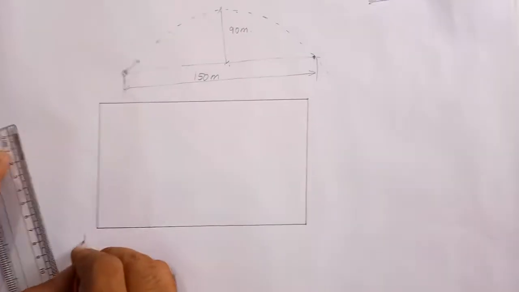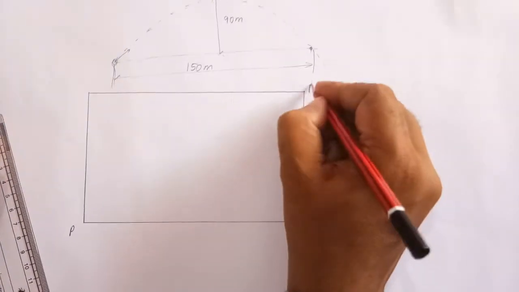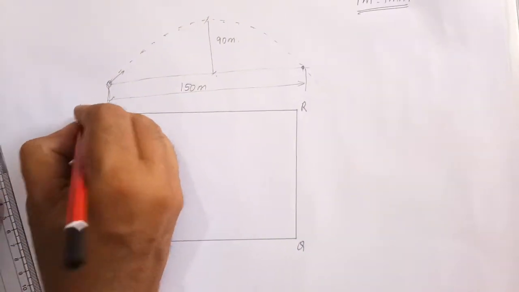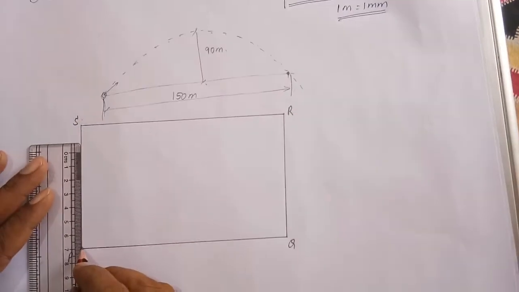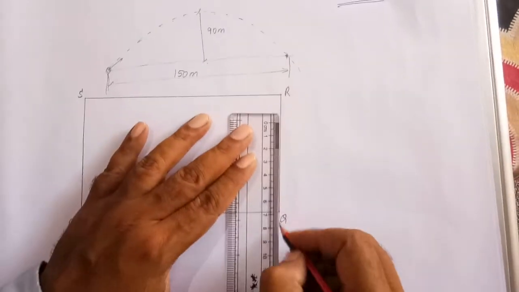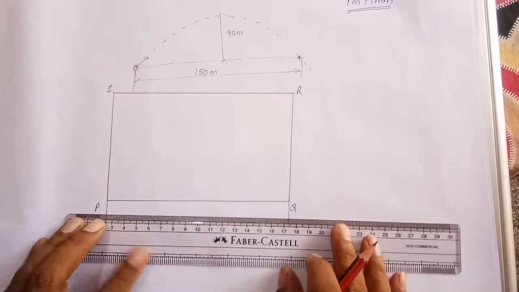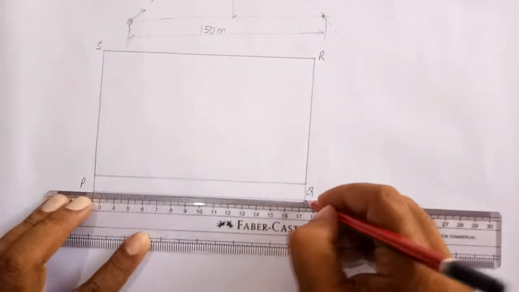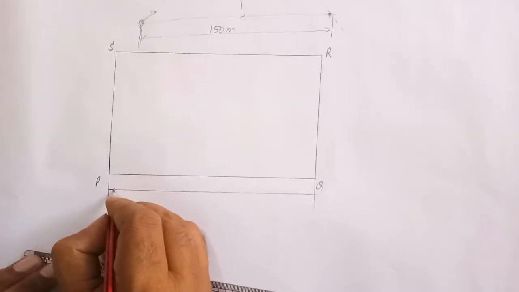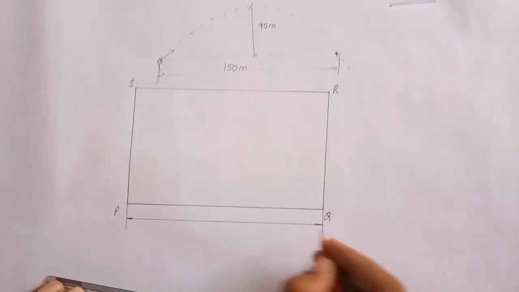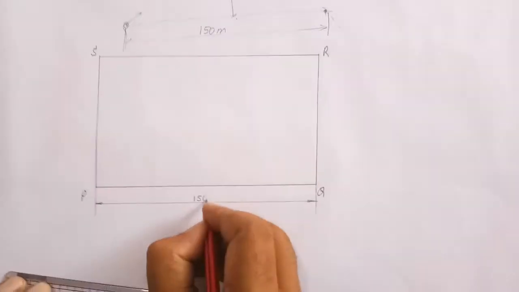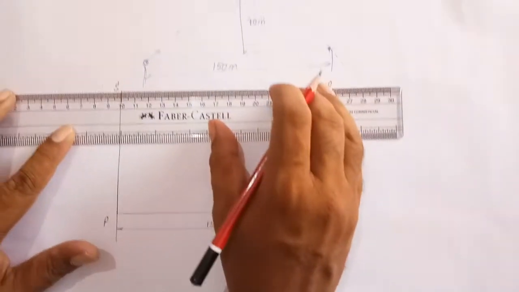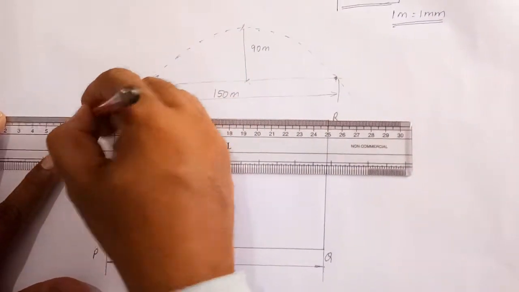Call this as Q or S. And I have to do the dimension. What is the dimension we will be doing? You have to dimension it as 150 meter only. And you have to mention scale at the bottom.